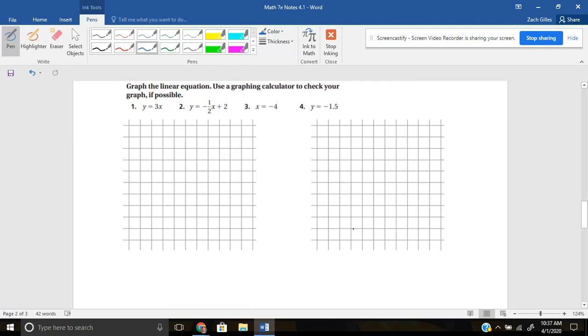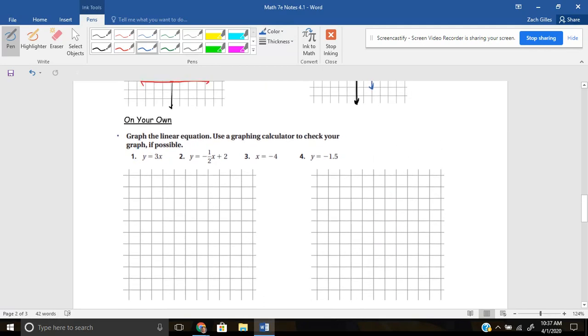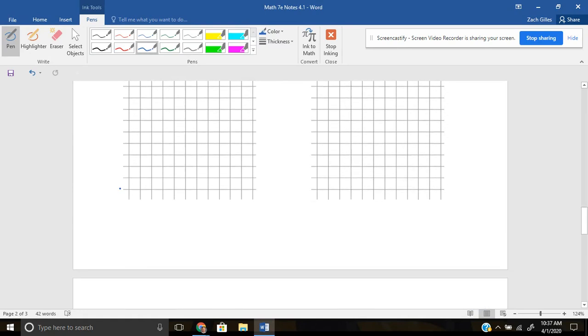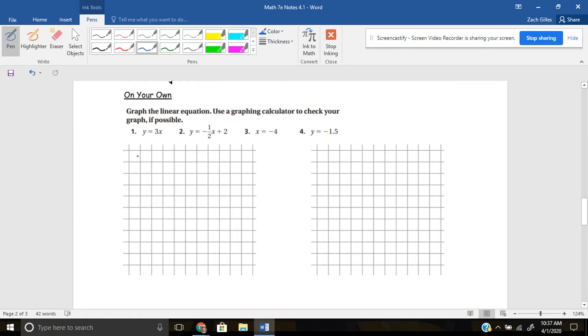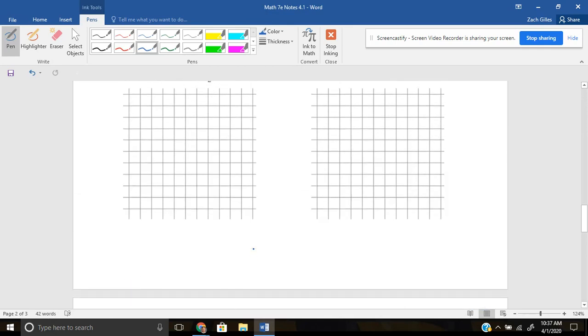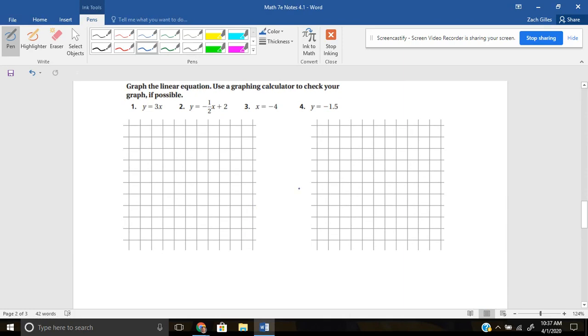variable. Okay? All right. For the on your own section, there are 4 different examples here. And then it says use a graphing calculator to check your answer. So I did provide 2 graphs for you here. You might want to think about trying to squeeze, if you can, a couple of graphs on one sheet of paper if that's possible. Okay, so go ahead and pause the video now to see if you can graph these 4.